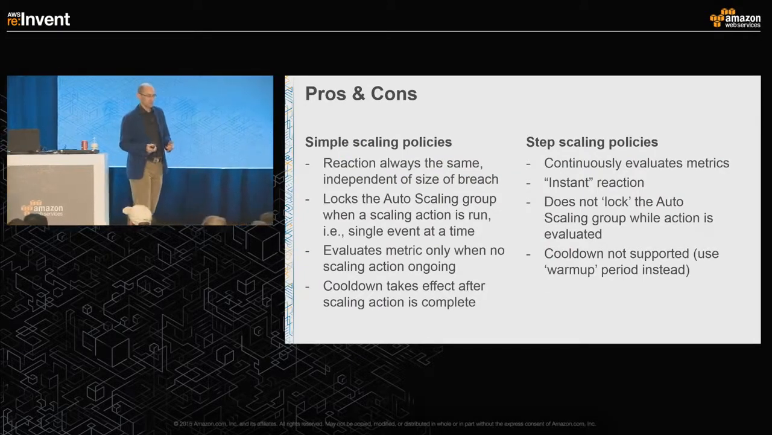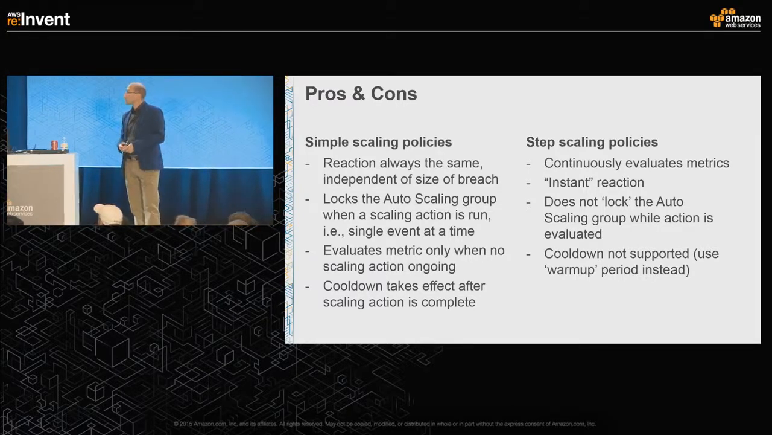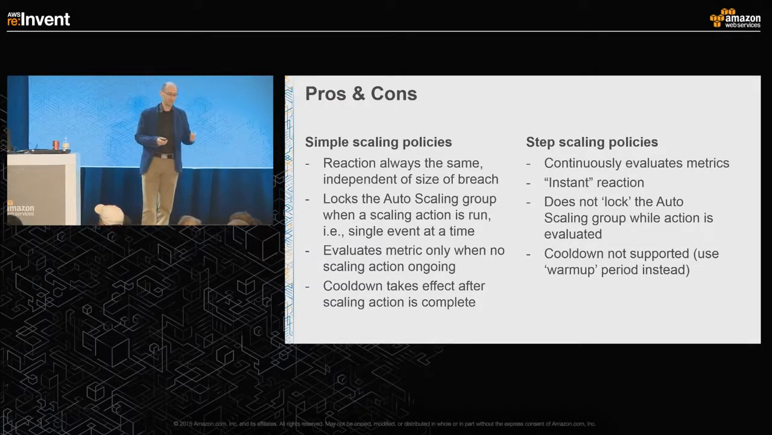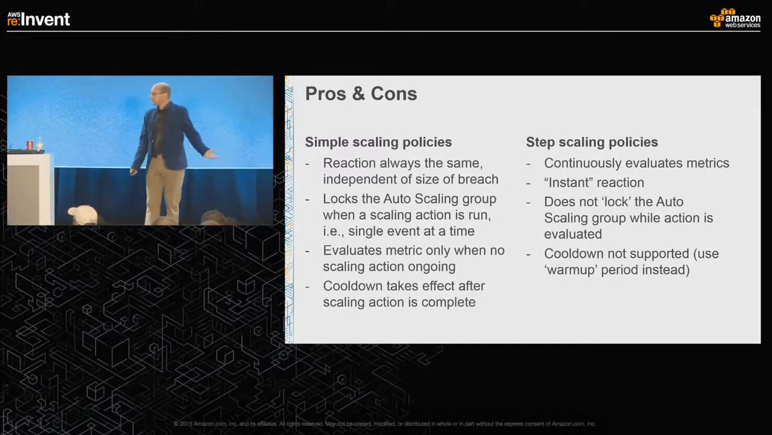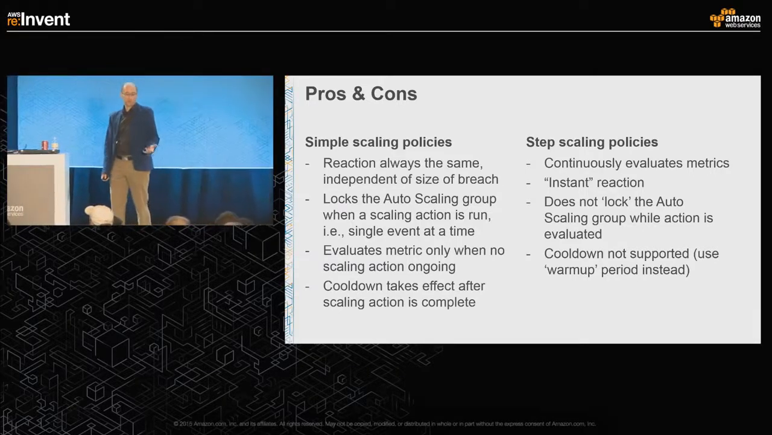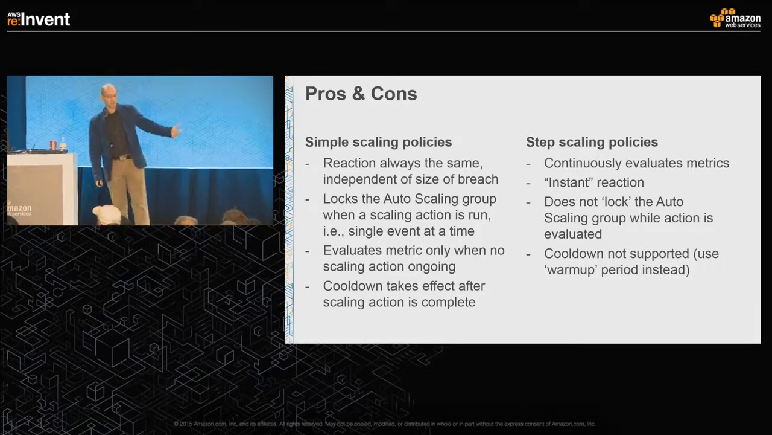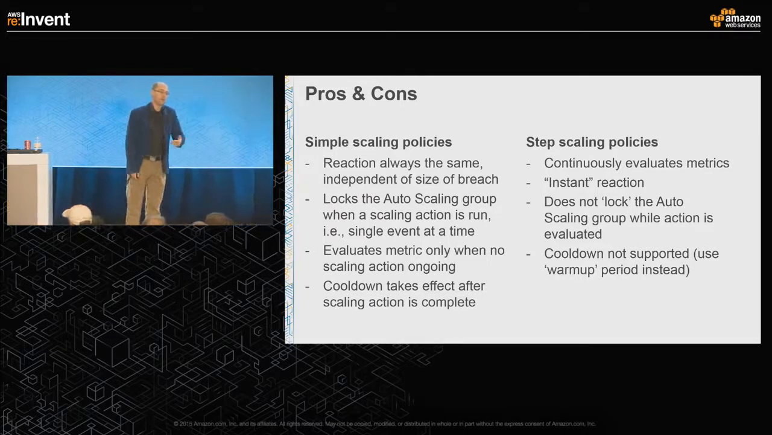The simple scaling policies used to be the only option until a couple of months ago. They always have the same reaction, so you can't adjust to how bad your CPU utilization looks right now, and it locks everything up. They're easy to understand, but typically step scaling policies are the better choice because they continuously react, which allows them to react much, much faster. And they give you more options because now you can actually have multiple metrics and so on.